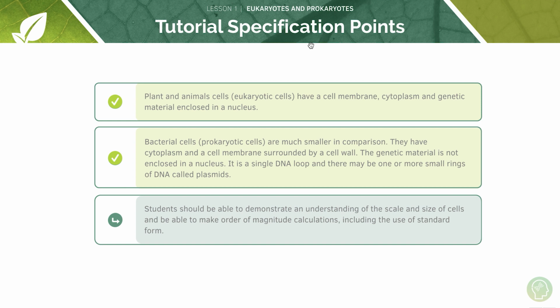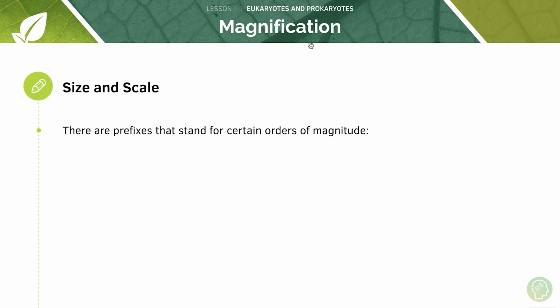And now we come on to our final specification point of the session. So you need to be able to make order of magnitude calculations in addition to using standard form. So differences in size are often described as differences in order of magnitude. That's the difference calculated in factors of 10. Just remember that we always talk in context of metres.